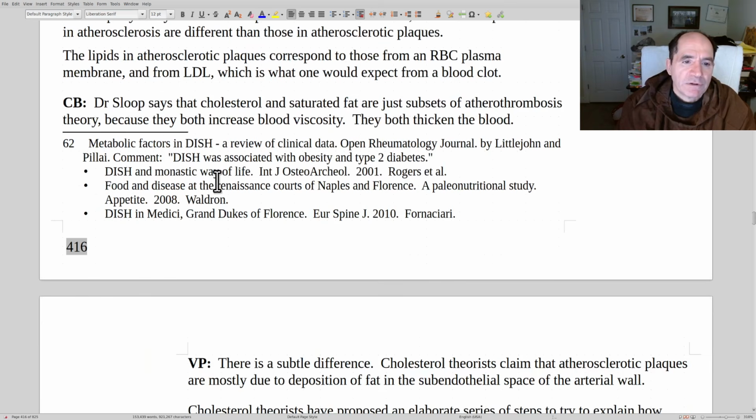Okay, here's some more reference. Here's the metabolic factors in DISH, diffuse idiopathic skeletal hyperostosis, from this journal here. DISH was associated with obesity and type 2 diabetes. Oh, DISH as a monastic way of life. Some of the rich monasteries had increased amounts of DISH. Food and disease in the Renaissance courts. Again, the aristocratic, wealthy people were eating more of this stuff. DISH and the Medici, they were pretty wealthy in Florence in the time of the Renaissance. Okay.